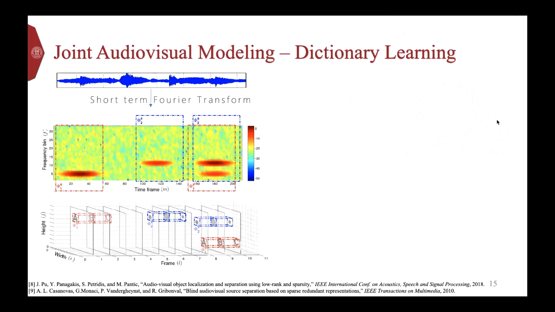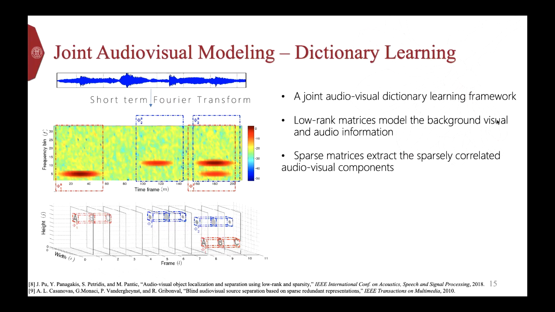So there are different red parts in the spectrogram, and in the frames we can also see different rectangles in each. So different sounds and different sounding objects are correlated. The dictionary learning aims to correlate different sounds and different visual objects, as shown in the figure.